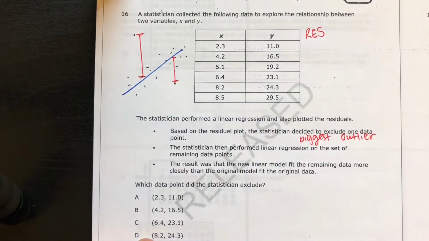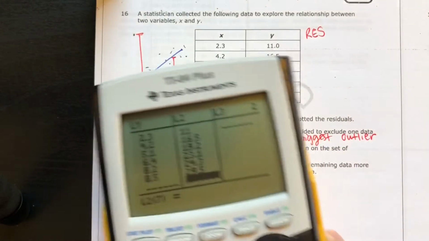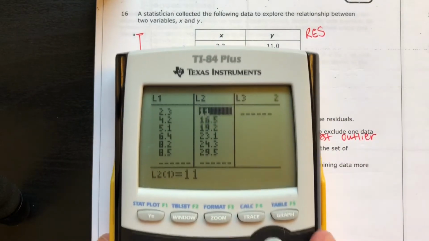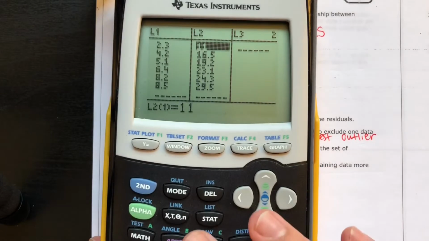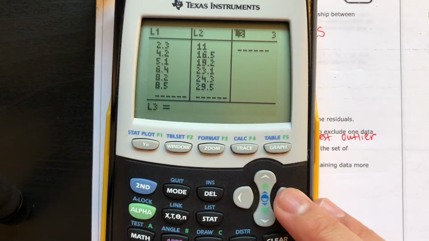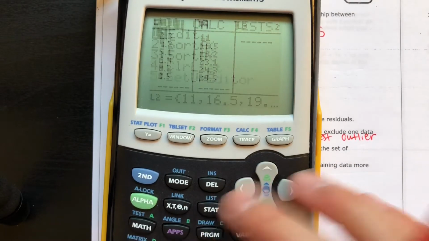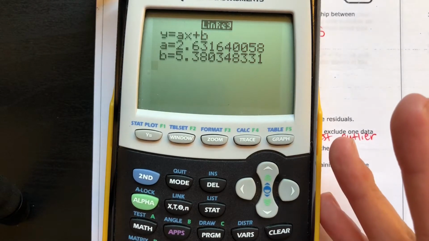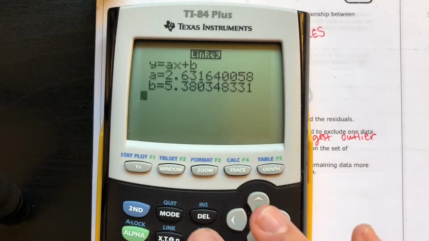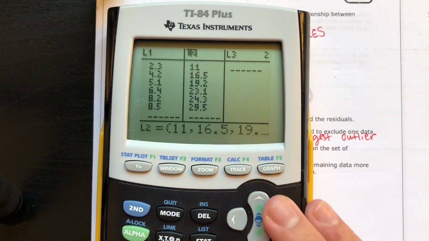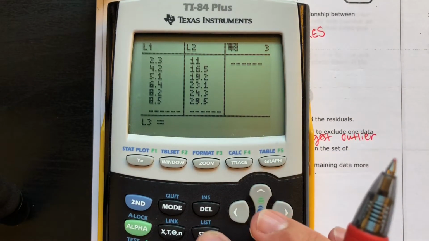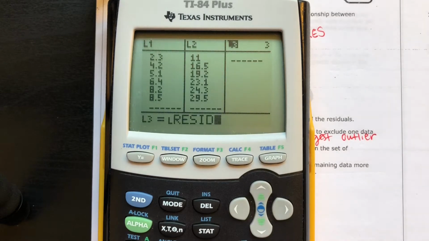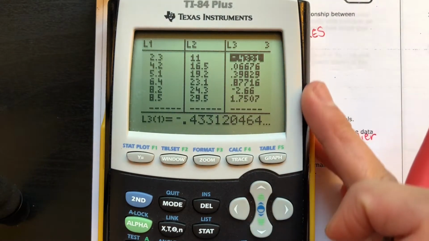So in order to do that, I'm going to punch these numbers into my calculator, which I've already done. Stat, edit, and then I put into my L1, L2 column. Now to get the residuals, I'm going to go up to L3. First of all, actually I have to find the line of best fit. So stat calc 4 to get the line of best fit. And this is what I have right here. Now, after I do that, I can go back to my chart, and I hover over L3. I'm going to hit second stat to get to my list, and 7 for residual. Hit enter, and they're all going to populate right here.